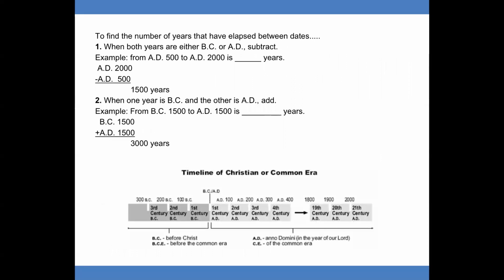To find the number of years that have elapsed between dates, when both years are either BC or AD, subtract. Example, from AD 500 to AD 2000 is AD 2,000 minus AD 500, or 1,500 years. When one year is BC and the other is AD, add. Example, from BC 1500 to AD 1500 is BC 1500 plus AD 1500, which is equal to 3,000 years.